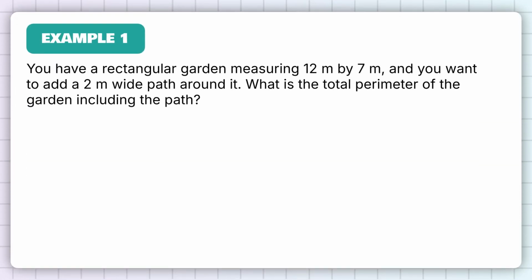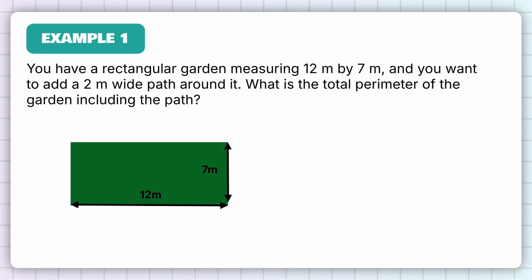Let's apply this knowledge to a practical problem. You have a rectangular garden measuring 12 meters by 7 meters, and you want to add a 2 meters wide path around it. What is the total perimeter of the garden, including the path?